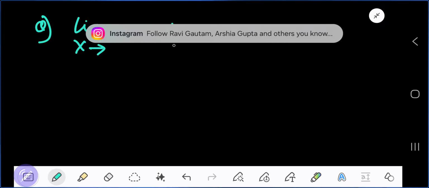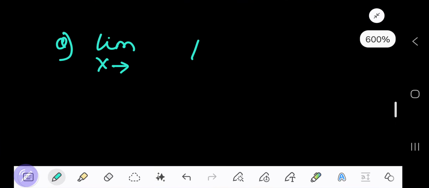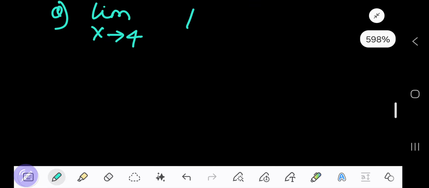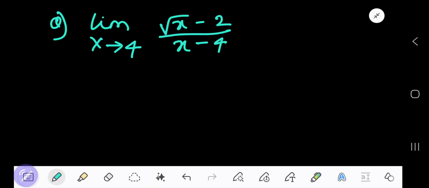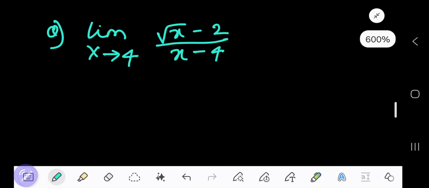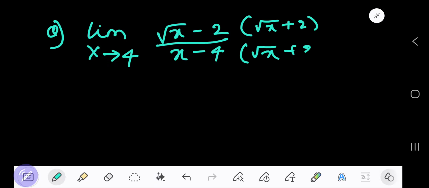Okay, our first one is the limit as x approaches 4 of root x minus 2 over x minus 4. What would this be? Since we have a root in the numerator, we have to rationalize, or find the conjugate of the side which has the root. The conjugate of root x minus 2 is root x plus 2, and we have to multiply that on both top and bottom.